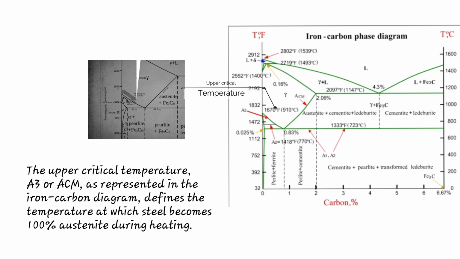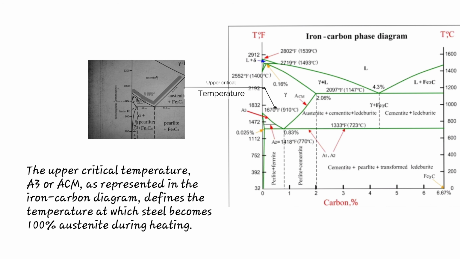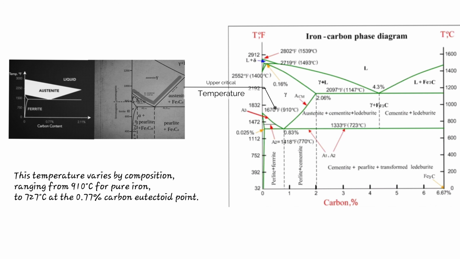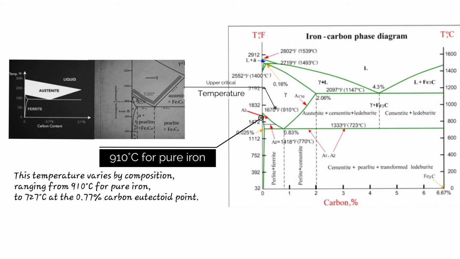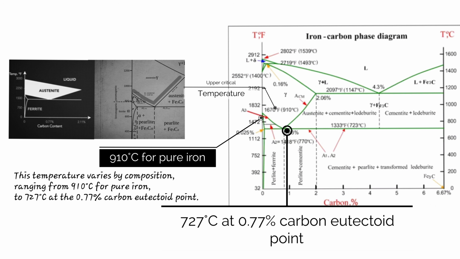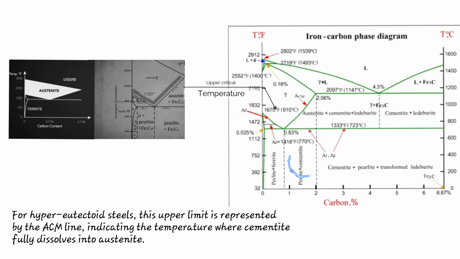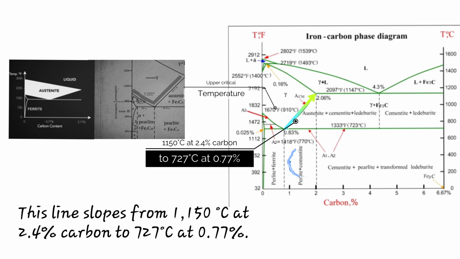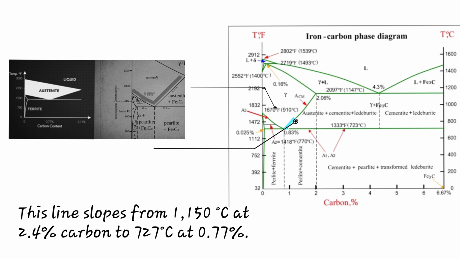The upper critical temperature, A3 or ACM, as represented in the iron-carbon diagram, defines the temperature at which steel becomes 100% austenite during heating. This temperature varies by composition, ranging from 910 degrees Celsius for pure iron to 727 degrees Celsius at the 0.77% carbon eutectoid point. For hypereutectoid steels, this upper limit is represented by the ACM line, indicating the temperature where cementite fully dissolves into austenite. This line slopes from 1150 degrees Celsius at 2.4% carbon to 727 degrees Celsius at 0.77%.